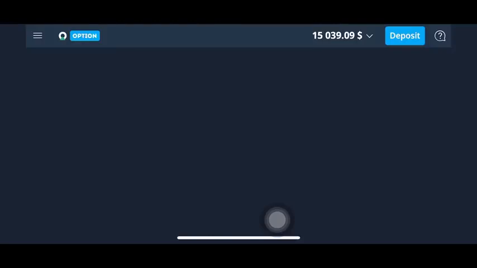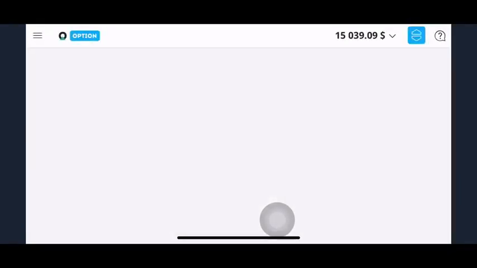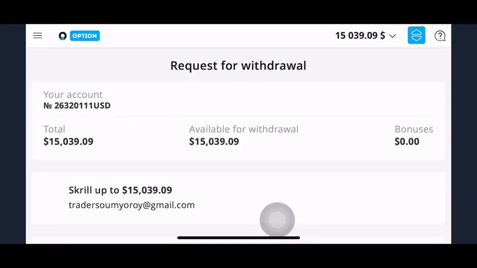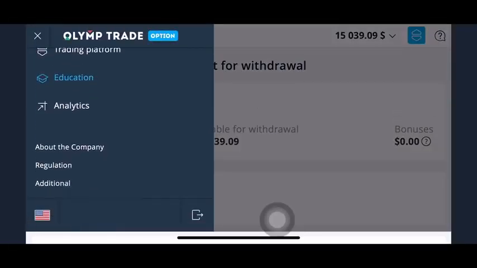Here you can see, just beside my live account balance, there is the Olymp Trade logo. This is my live account balance, $15,039.09. Towards the left-hand side, you see the Olymp Trade logo, and beside that is the option. Then if you go further left, you can see three lines, one below the other. That is the menu bar. Tap on that and you can see a lot of things here.